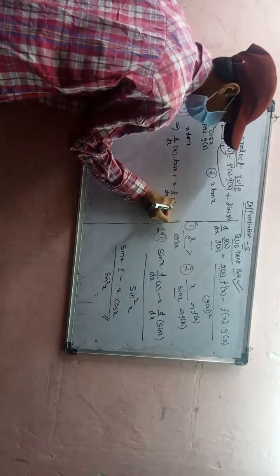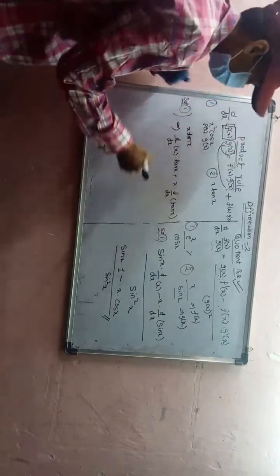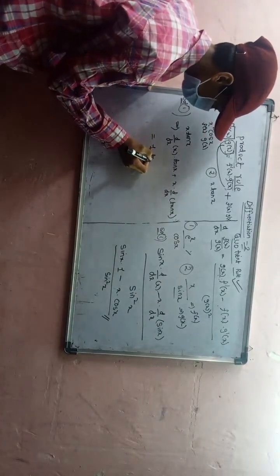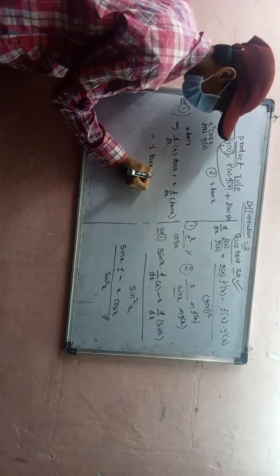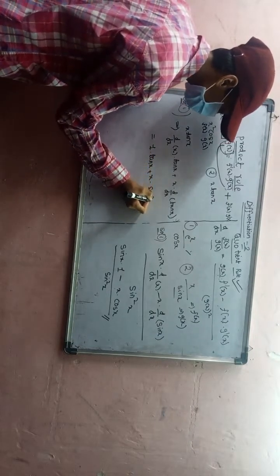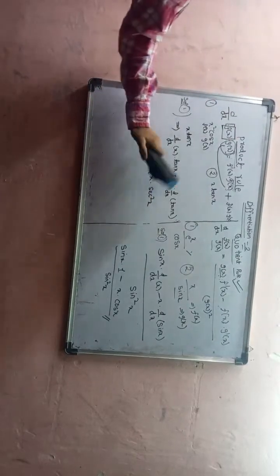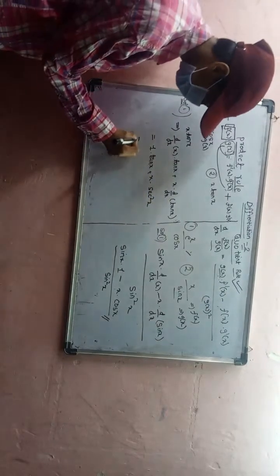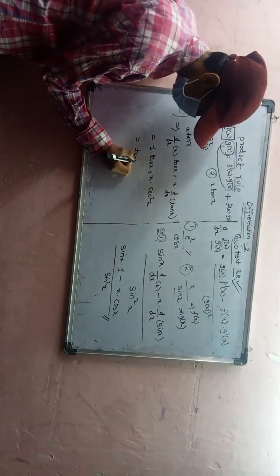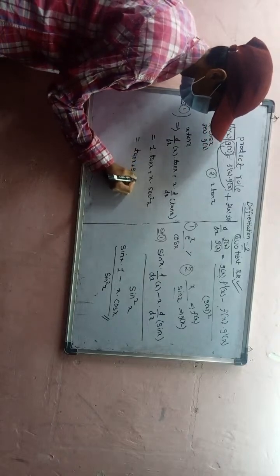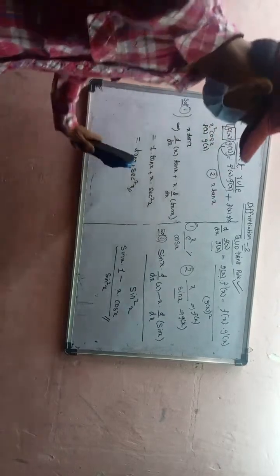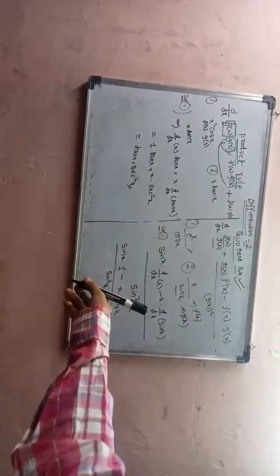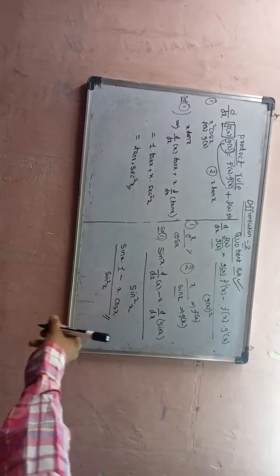You know tan x derivative, d by dx of tan x, I gave yesterday. So here what you will get? 1 into tan x plus x into secant square x. d by dx of tan x is secant square x. So you will get tan x plus x secant square x. This is the answer. Clear? It is the correct answer.